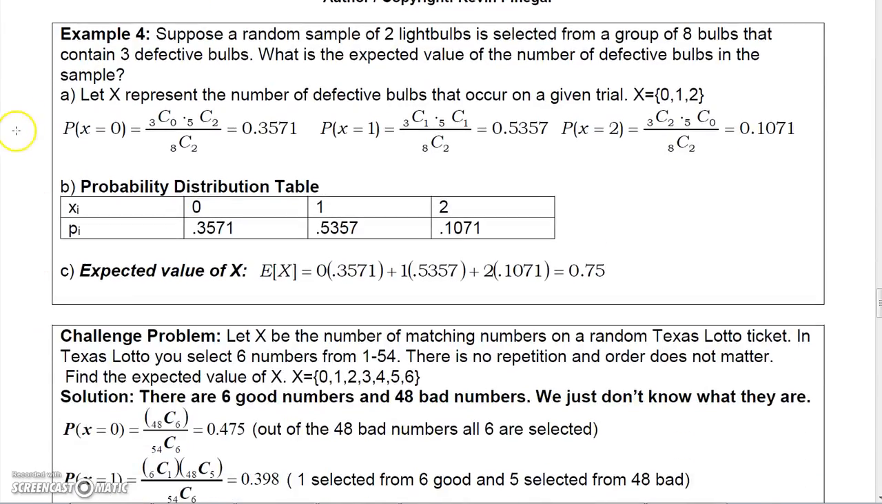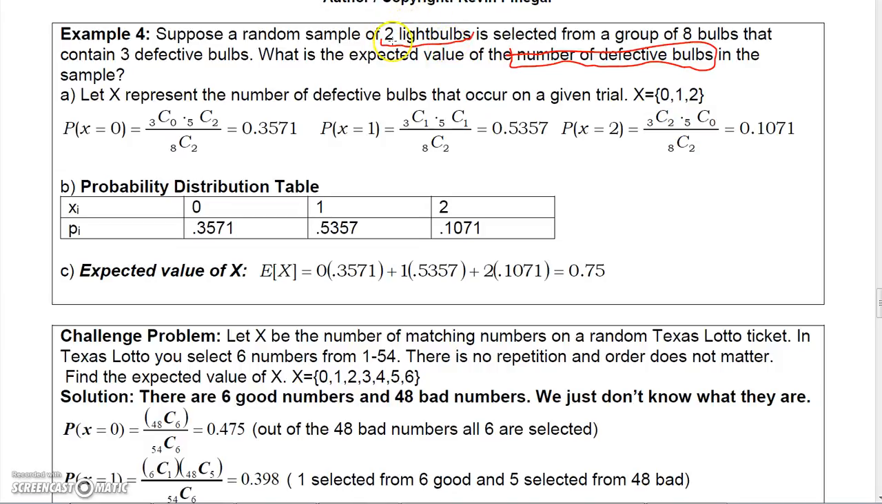Here's an example. This is more like a quality control problem. Suppose we take a sample of 2 light bulbs, and we have 8 bulbs, and in those 8 bulbs we have 3 defective. So that means we have 3 bad bulbs and 5 good bulbs. It says, what is the expected number of defective bulbs? Since I'm asking for the expected number of defective bulbs, X needs to be the random variable associated with the number of defective bulbs.